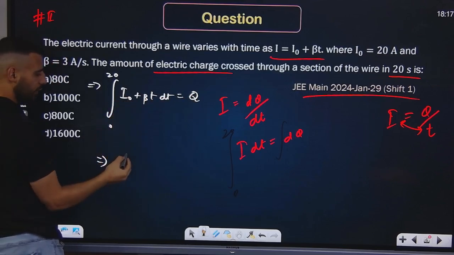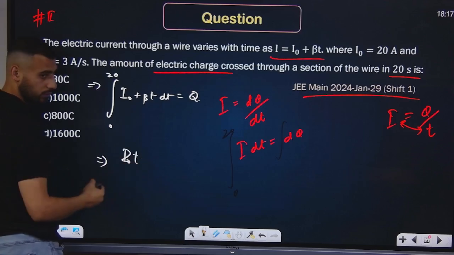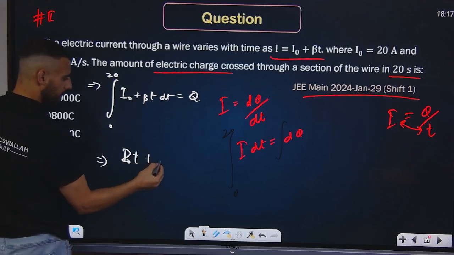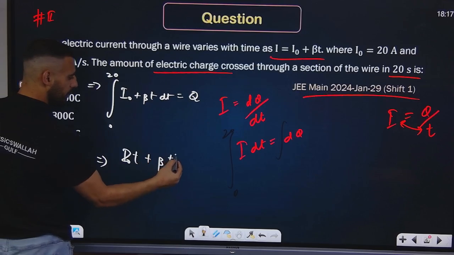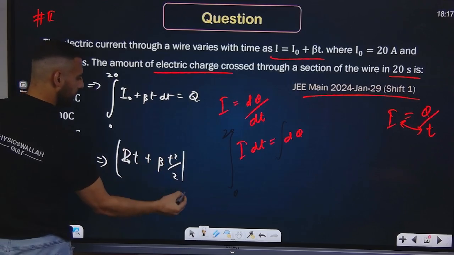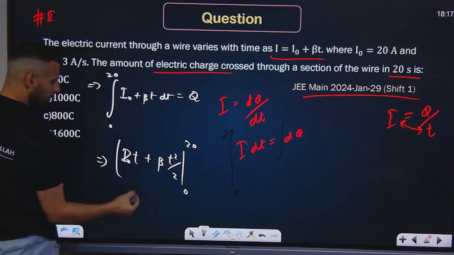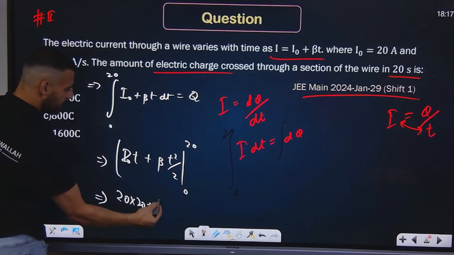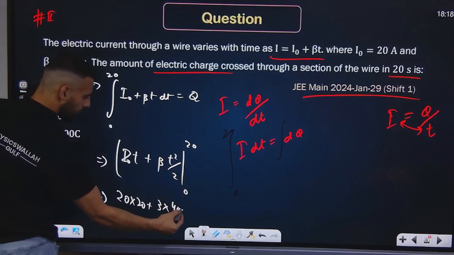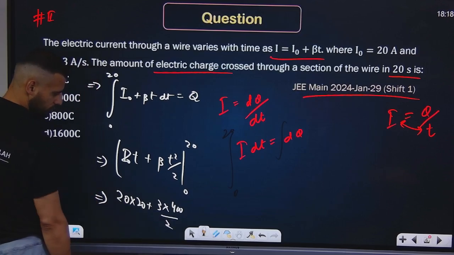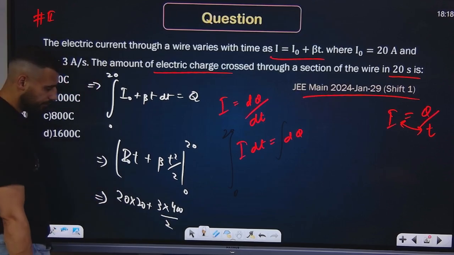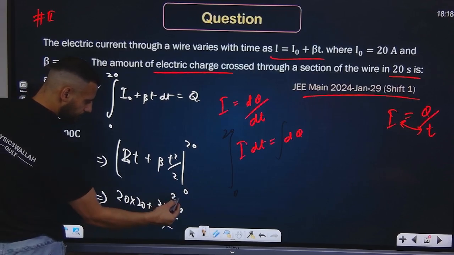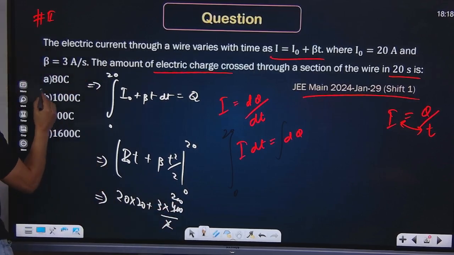So integration of I naught will be I naught t, plus beta is out, t will be t square by 2, and you put on the limits from 0 to 20. So you just have to put 20, that's it. So it is 20 times 20 plus beta is 3 times 400 over 2. So 1,000 is the answer.